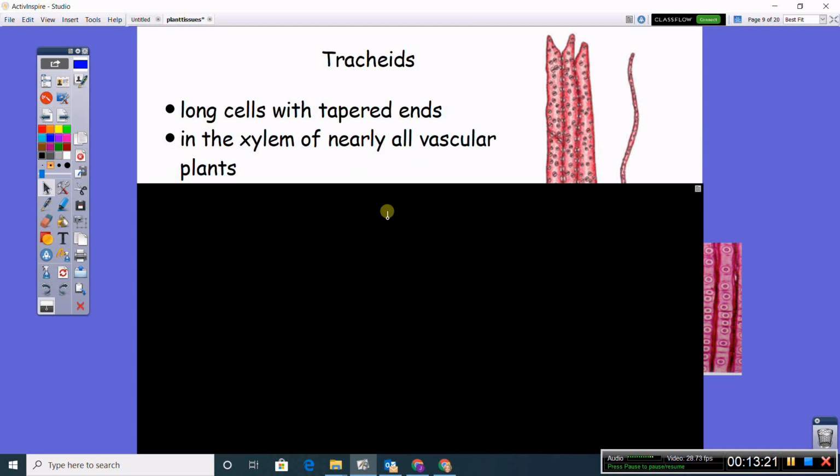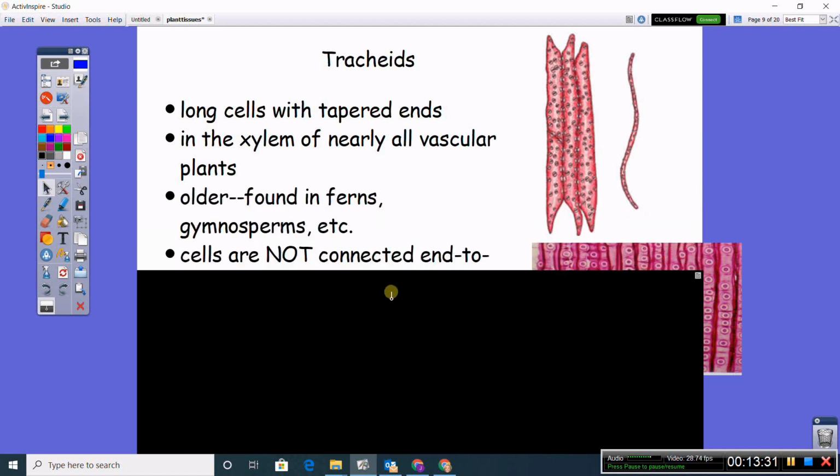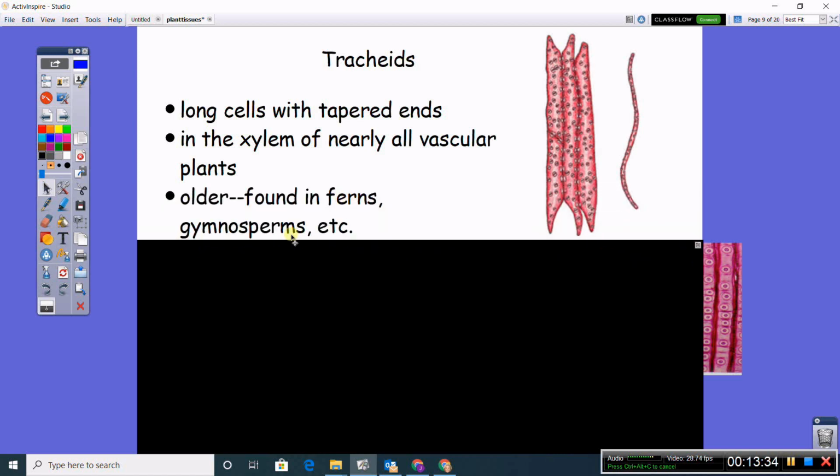These are found in the xylem of nearly all vascular plants. But this is an older type of cell, so it's going to be pretty prevalent in your ferns and your gymnosperms. Notice I'm not listing mosses here. Mosses lack vascular tissue, so they are not going to have water-conducting cells or sugar-conducting cells for that matter.